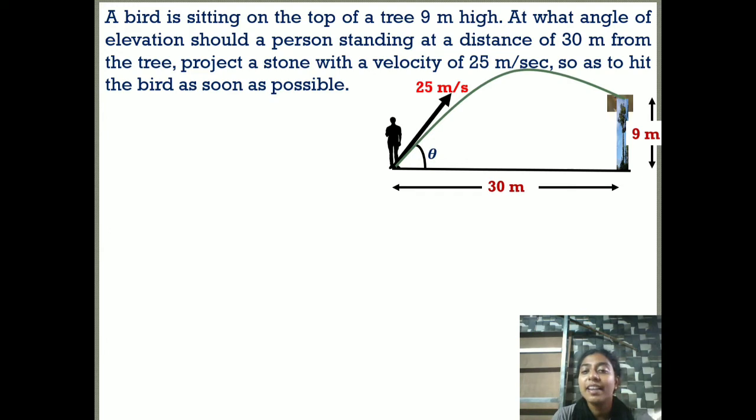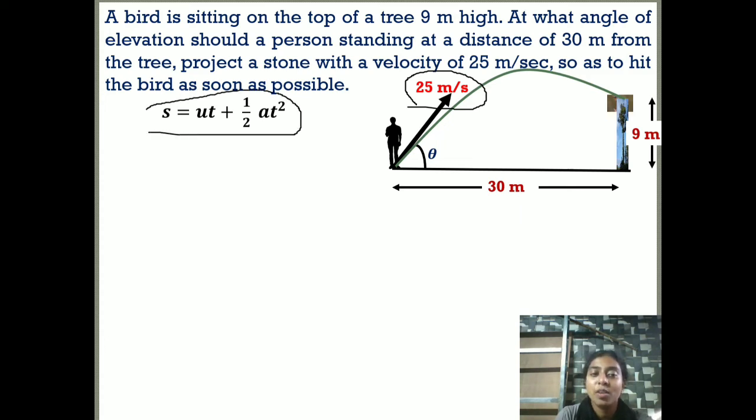So we will draw the diagram first. There is a tree 9 meters high and the bird is sitting on the top of the tree. A person is standing at a distance of 30 meters from the tree. He is hitting the bird with an object at a velocity of 25 meters per second. Your question is at what angle he should throw the stone so as to hit the bird. Now this can be resolved horizontally and vertically by using the equation s is equal to ut plus half at square. We will take the horizontal distance and vertical distance.